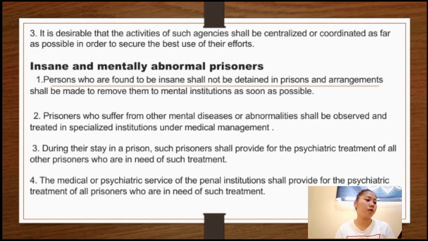Insane and mentally abnormal prisoners. Number 1, persons who are found to be insane shall not be detained in prisons, and arrangements shall be made to remove them to mental institutions as soon as possible.